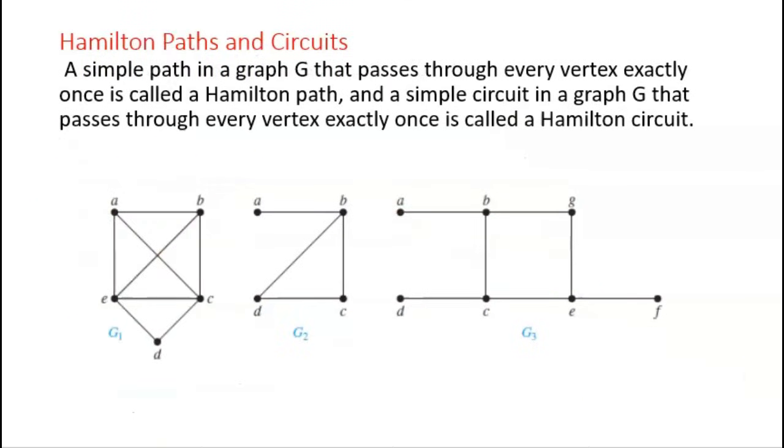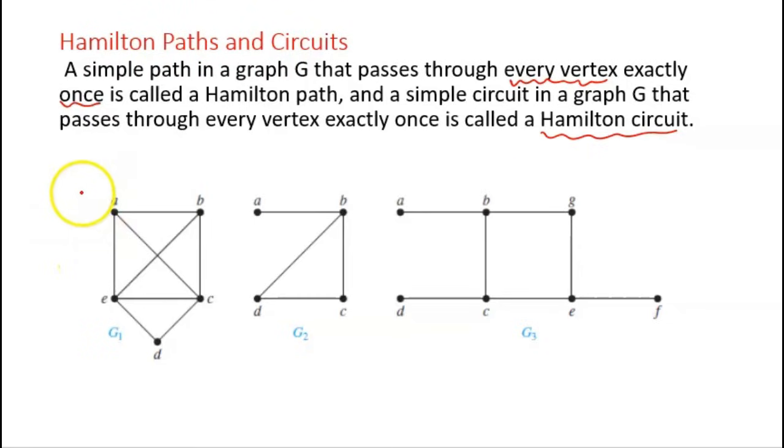Now let us move to the next thing. What is a Hamilton path and circuit? In an Euler path and circuit, it was required that every edge be traversed exactly once. In a Hamilton path, the definition tells you that it is a simple path in a graph G that passes through every vertex, not every edge, exactly once. A Hamilton circuit in a graph G that passes through every vertex once is called a Hamilton circuit. In a Hamilton circuit, the first and last point will be the same, because a circuit requires the initial and terminal point to be the same, but other than that, every vertex must be passed through exactly once.